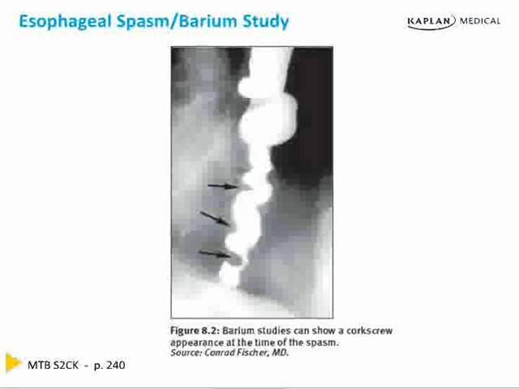This is an esophagram that demonstrates the corkscrew appearance during the time of spasm. Not only is it a great study because visually you can actually see the spasm occurring, but there's also evidence to suggest that barium itself can cause the spasm.